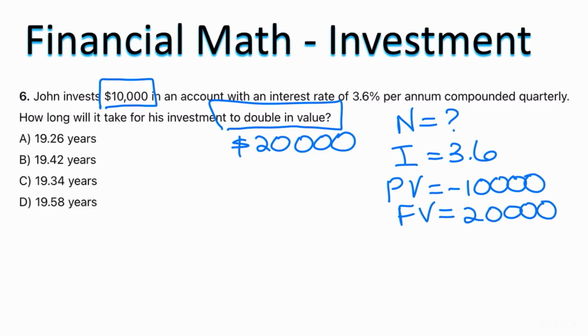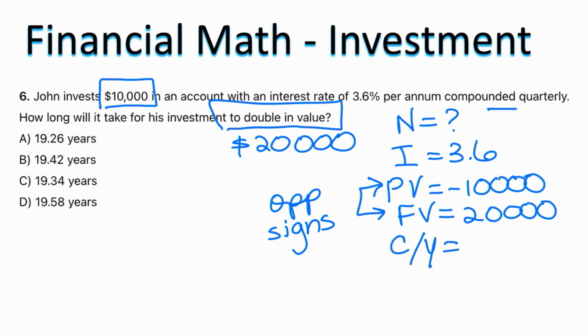And remember that present value and future value have to be opposite signs. Okay, they should always be opposite signs. That's just the way the app works. Then we're going to have C per Y. It is compounded quarterly. Therefore, I know that C per Y is 4.